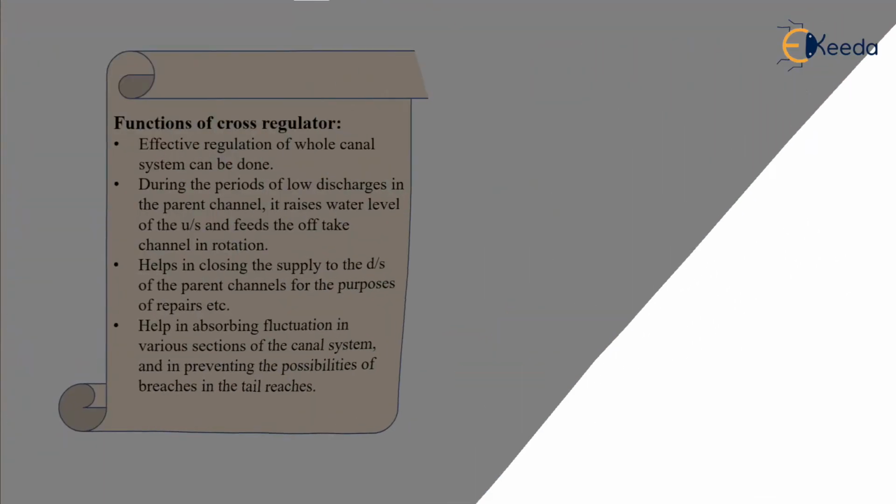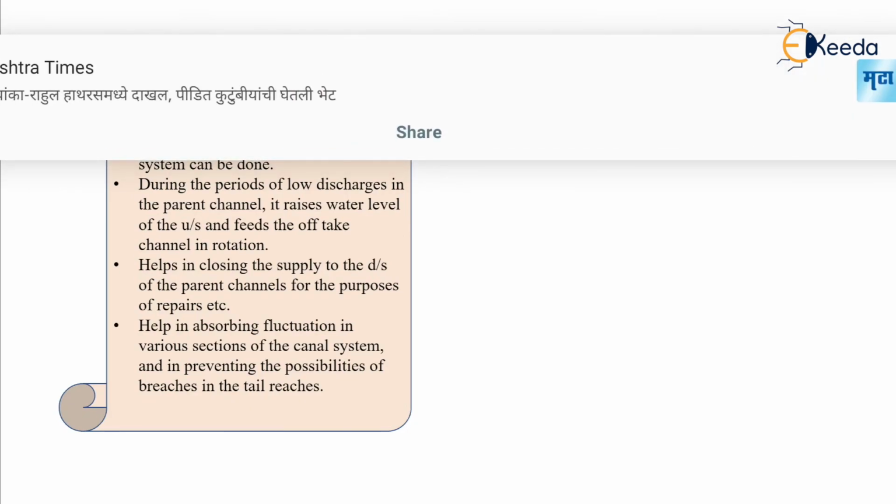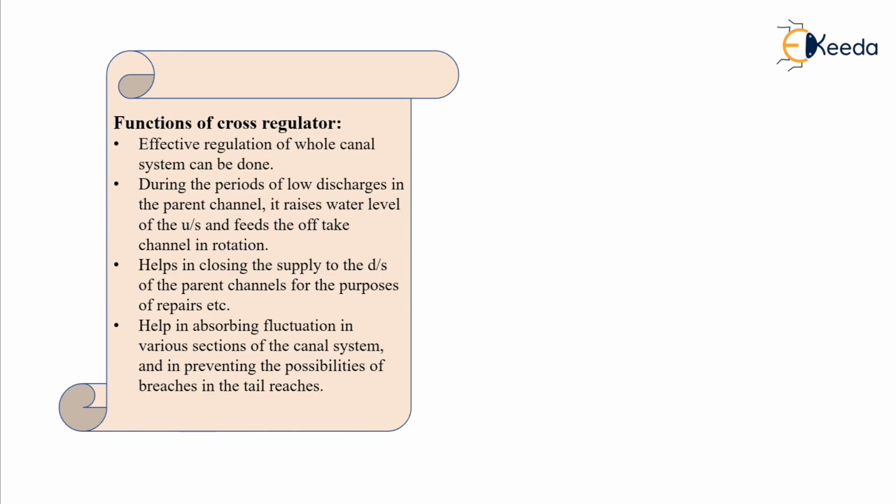So these are about the cross regulator and head regulator. This is one of the canal structures, and it can be very useful for regulating and controlling the water supplies through the main canal as well as through the distributary canal.